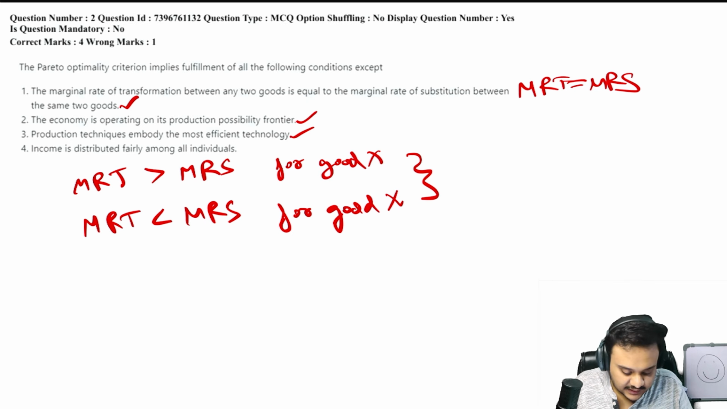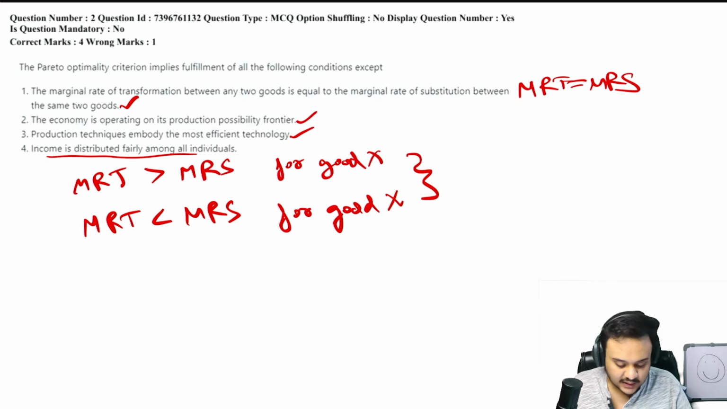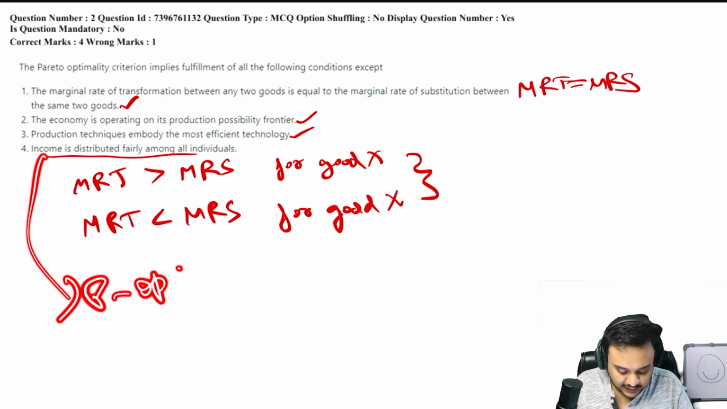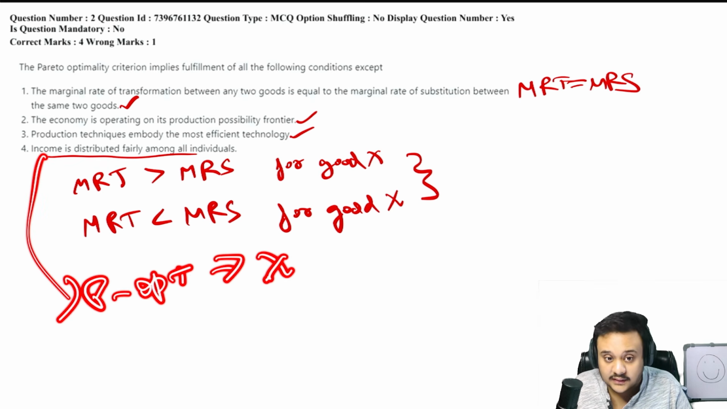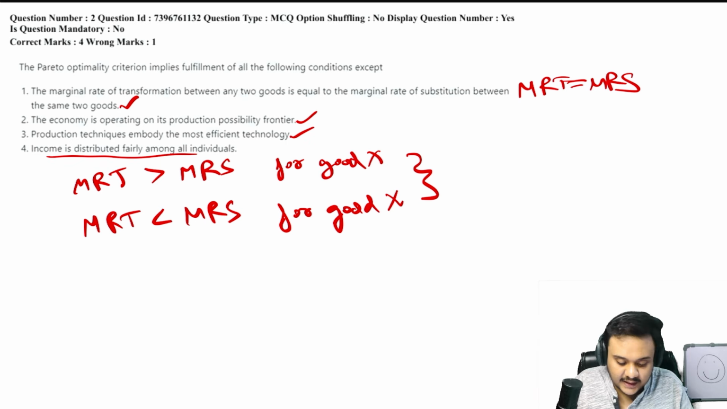The income is distributed fairly among individuals. Guys, even without reading the three options, you should have been very easily able to answer this, because it is one of the most common things that we say: Pareto optimality does not justify fairness. It does not imply fairness.